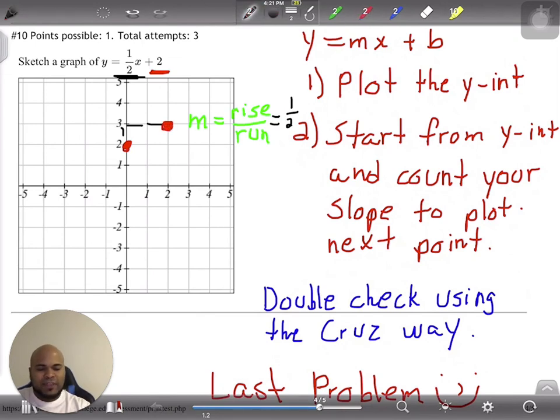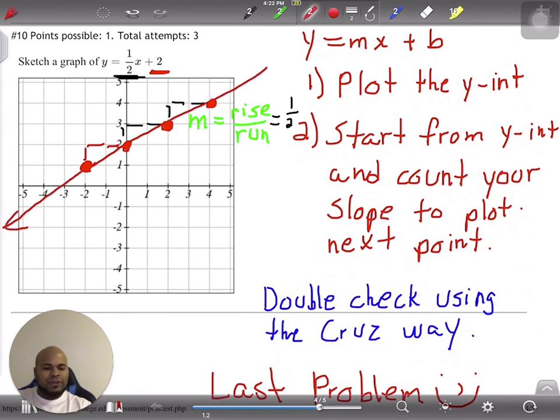I can do the same thing again. I could move up once, 1 and 2. That's going to be my third point. Lines are made of infinitely many points. I could go backwards if I wanted to, and I have another point right here that when I count to get to the other point, I go up 1 and to the right 2. And then I connect all the dots to create my line. And that's how you graph y equals mx plus b.